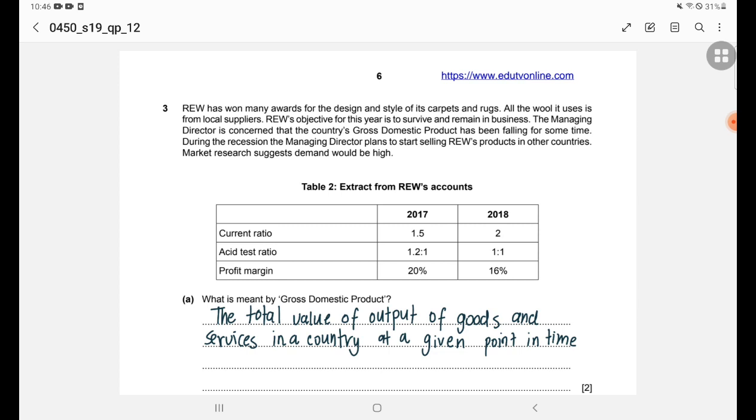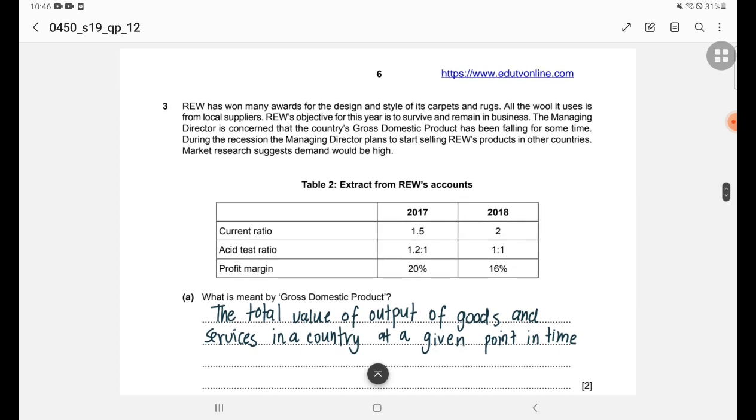Okay, so for this question number 3, let's first read the case study. REW has won many awards for the design and style of its carpets and rugs. All the wool it uses is from local suppliers, so REW's objective for this year is to survive and remain in business. The managing director is concerned that the country's gross domestic product has been falling for some time. During the recession, the managing director plans to start selling its products in other countries. Market research suggests demand would be high.